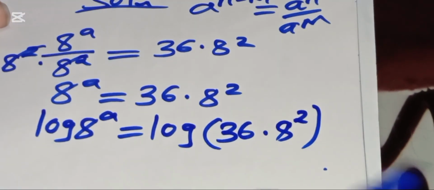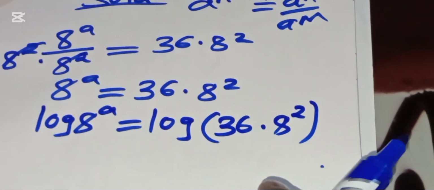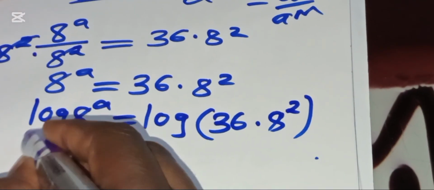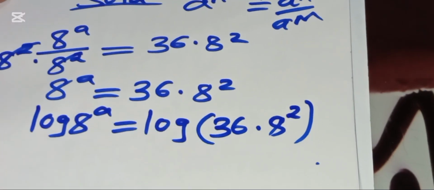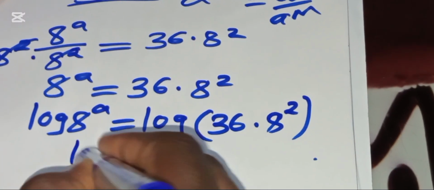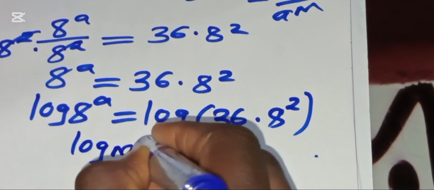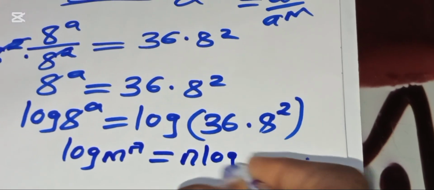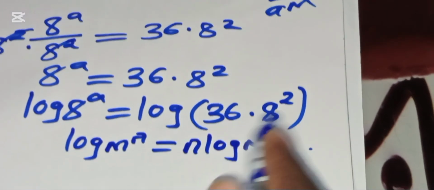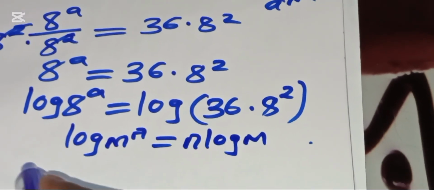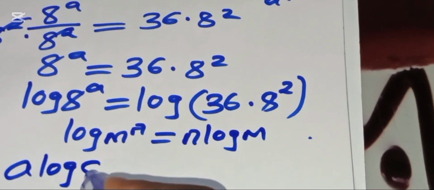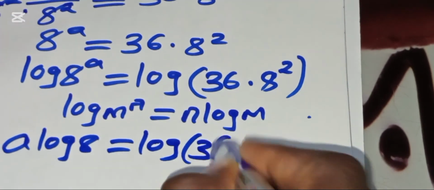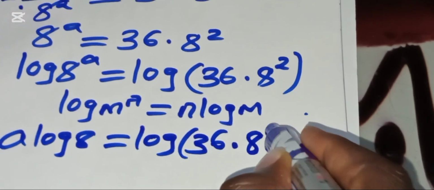Now from what we have here, we have that log 8 raised to power a, this is actually in the form of log m raised to power n, which you can write as n log m. So let's apply this logarithm property. So we're going to have a log 8, this is equal to log 36 multiplied by 8 raised to power 2.